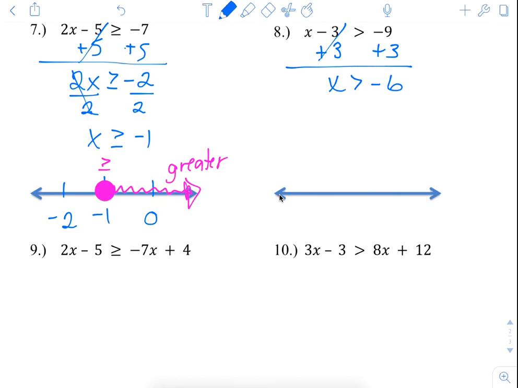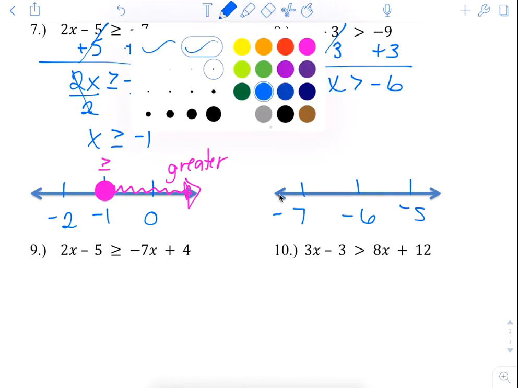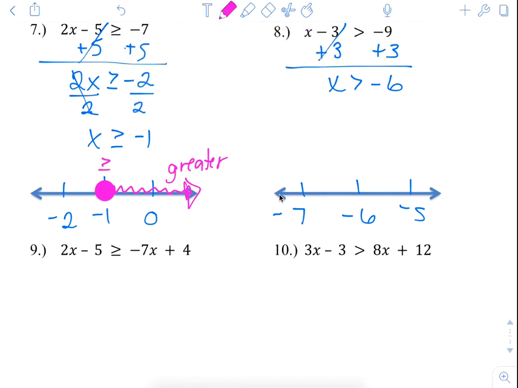Now, on this problem, we do not flip. There was no multiplication or division, so we're going right to our answer. Negative 6, negative 5, negative 7. Open or closed circle, we are going to use an open because it does not have an equal to. And if x is greater than negative 6, then we want to go towards the greater numbers. Okay?